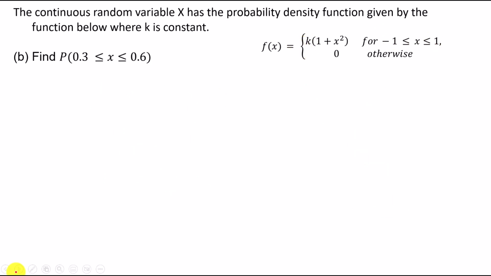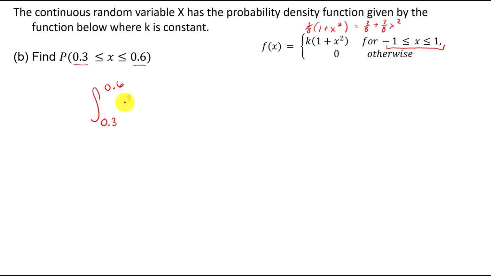Okay, so we're going to use the same example, but we know now that k is actually 3/8. So this is 3/8 times 1 plus x squared. I could also distribute that and write 3/8 plus 3/8 x squared. Okay, now we're asked to find the probability that x is between 0.3 and 0.6. And as long as these values are between -1 and 1, I can just do the integral from 0.3 to 0.6 of f of x here.